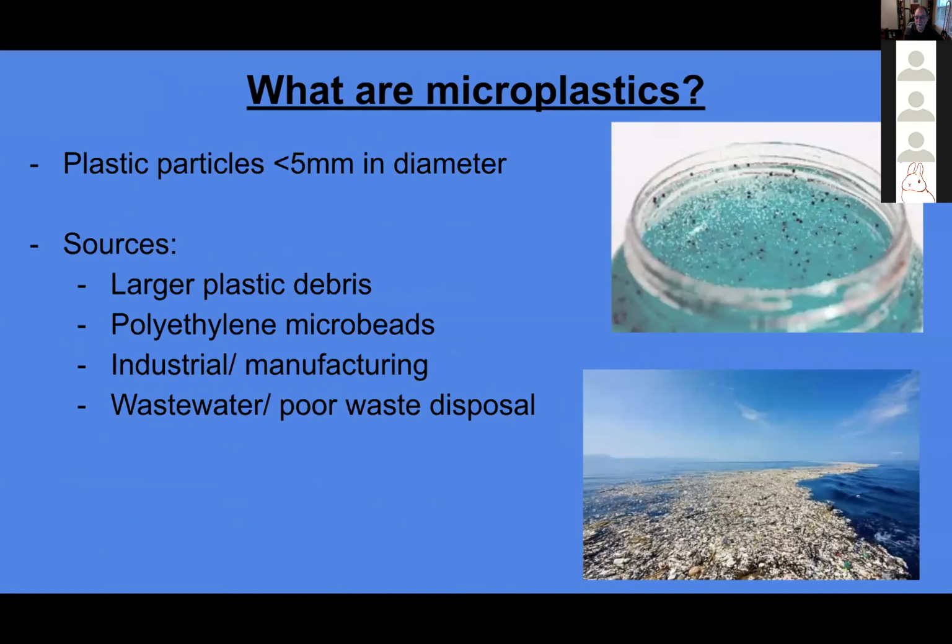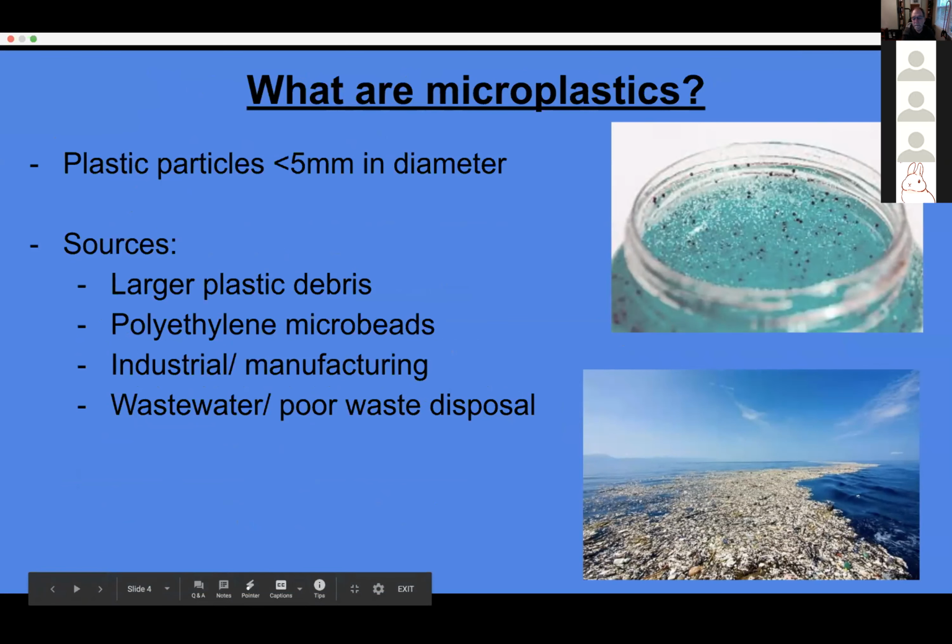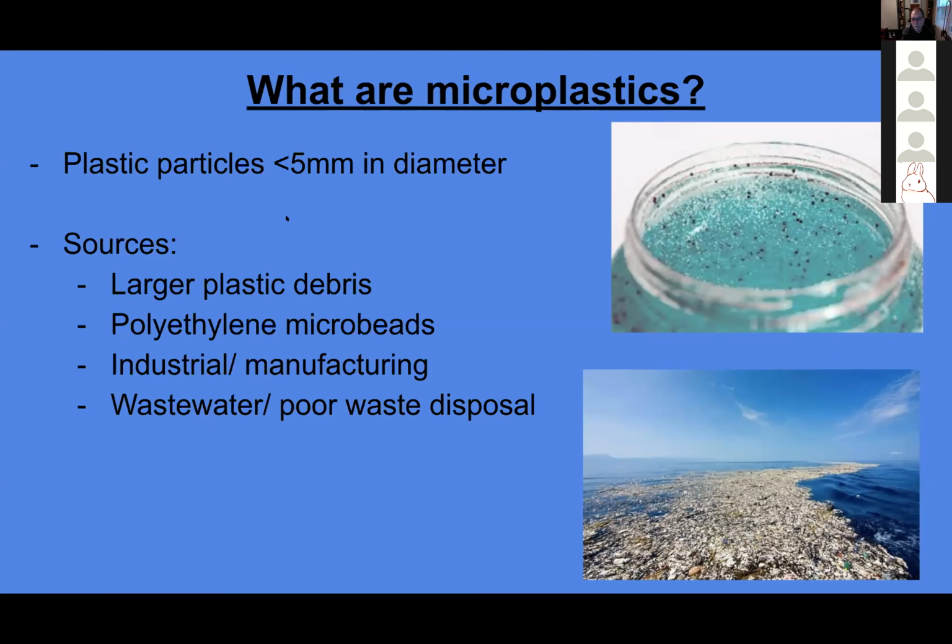Okay, so what are microplastics? Microplastics are classified according to their size. So any plastic particle that is smaller than 5 millimeters in diameter is considered a microplastic. Some microplastics are derived from larger pieces of plastic debris that end up in the ocean or are mechanically weathered into smaller pieces. Other forms of microplastics, such as these polyethylene microbeads, already have that qualifyingly small size when they are introduced into the environment.